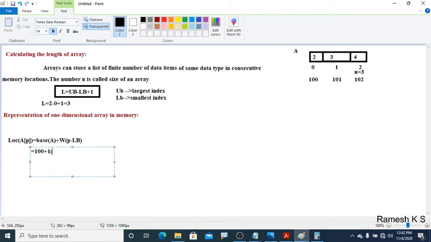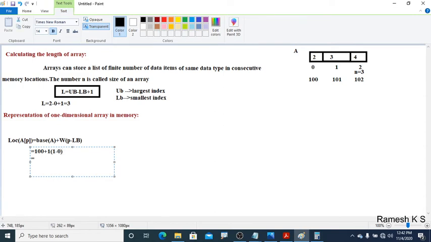Then P. P is position. Which positional value's memory address am I going to calculate? Let us take the first position, that's why I am taking 1. Then minus LB, the lower bound, which is 0.